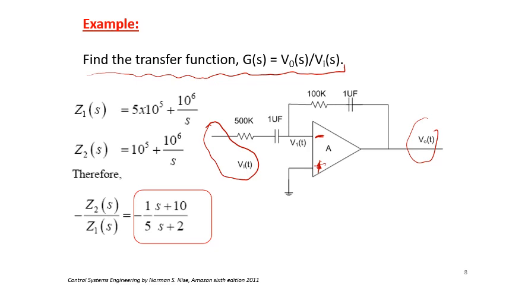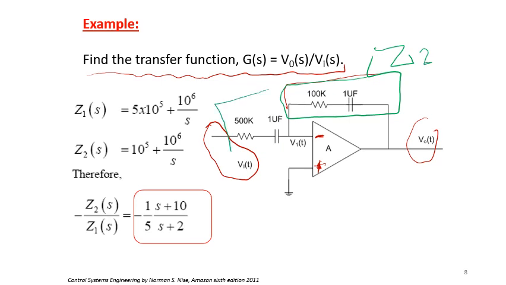So this part, this impedance, is going to be Z2, and this part is considered as Z1. So we are going to calculate them, or put them in a simplified way. Then we will apply the equation which says the transfer function is equal to minus Z2 over Z1.